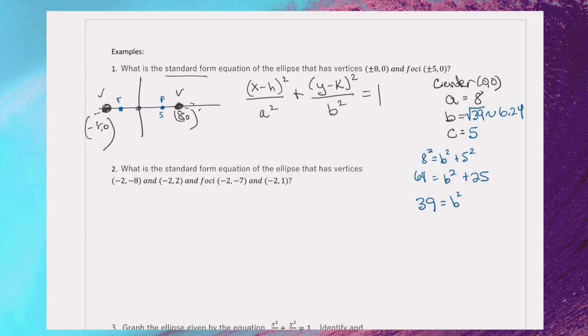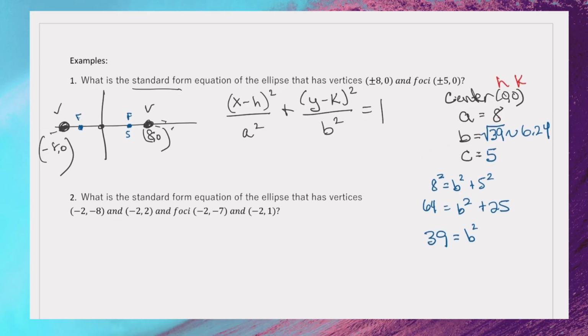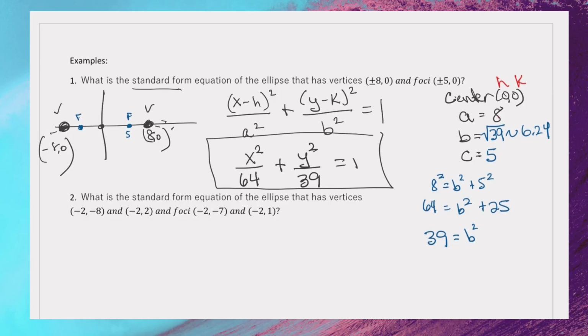All right. So let's go back to the equation now. HK is the center. So my equation is going to be x minus 0 squared over 64 plus y minus 0 squared over 39 equals 1. And there's the equation for that. Okay? All right. I'm going to jump in and do some other examples in the next video. So stay tuned.